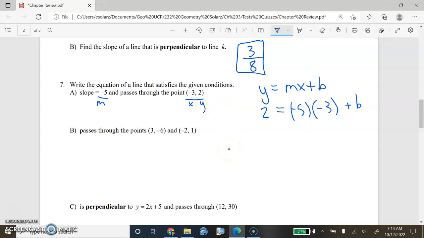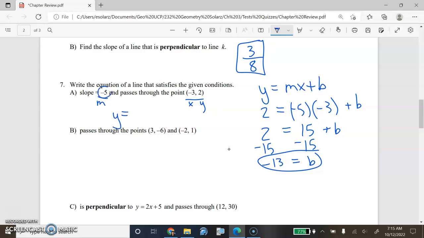Okay, so multiply these together, positive 15, subtract 15, you get -13 for b. Okay, so go back up here, y equals, put in your slope, -5x plus your b value that we just found, and it's negative, so we could just write -13. So y equals -5x minus 13.